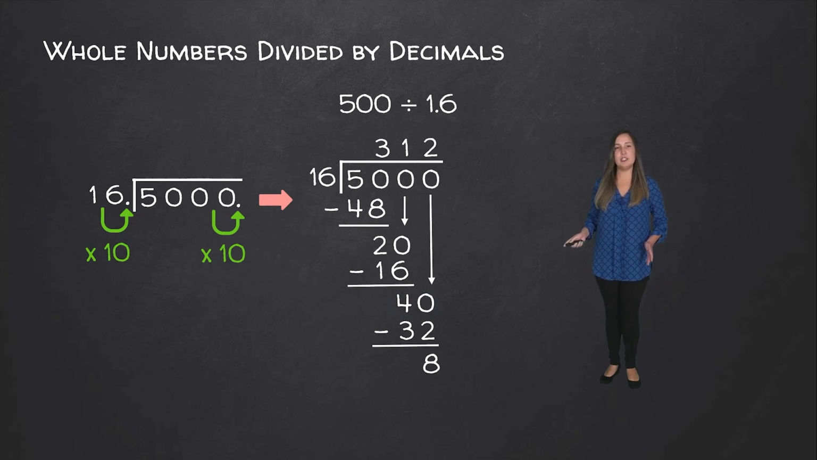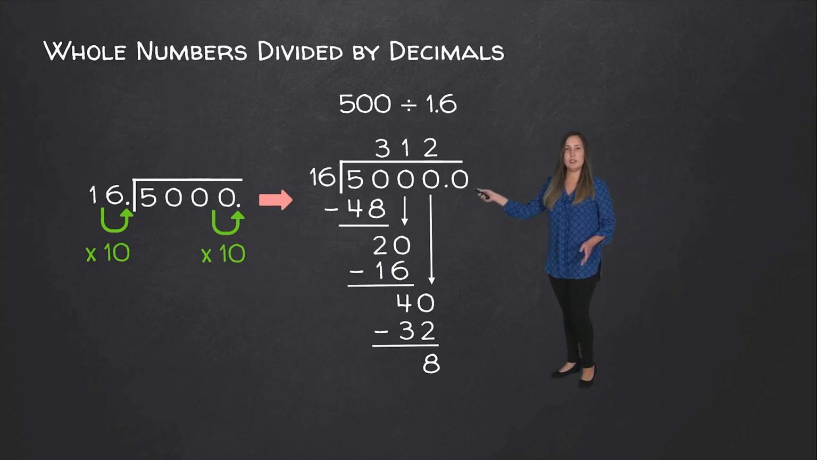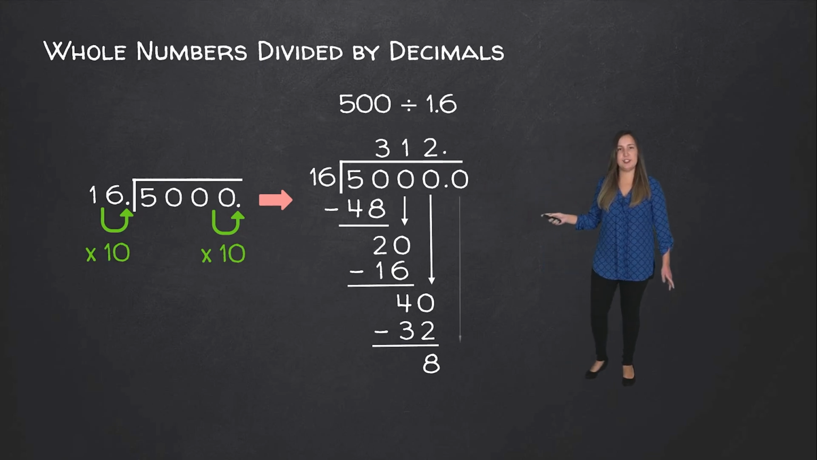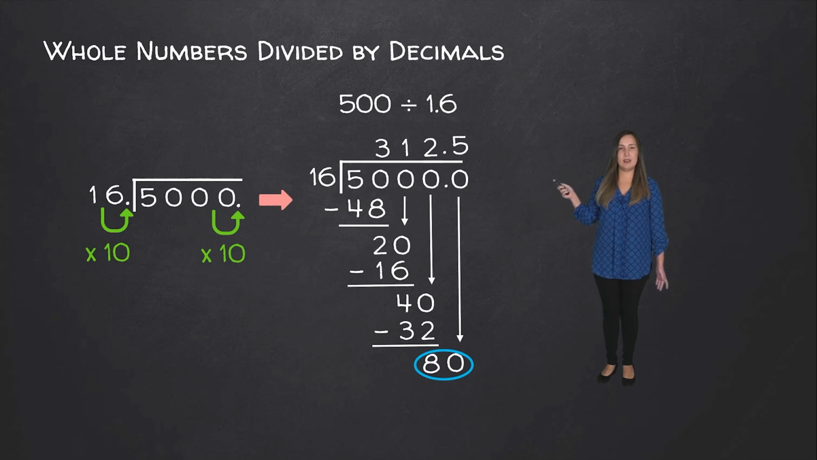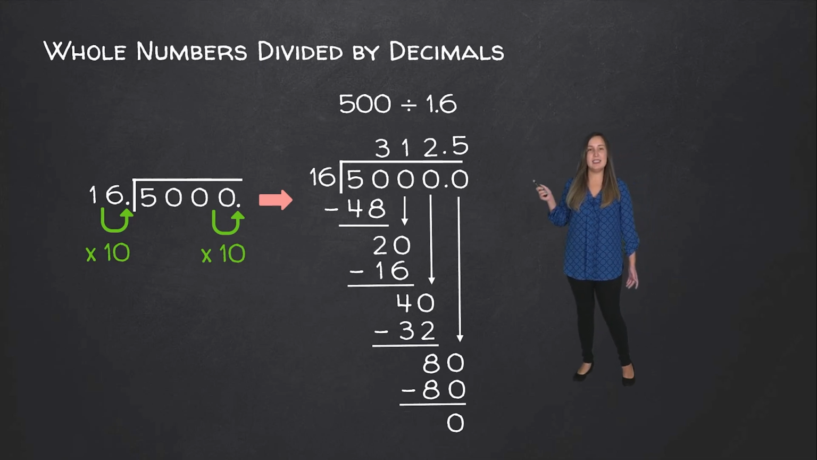Now we still have a remainder, so let's add a decimal point and a 0 and see what happens. But before we bring this 0 down, we have to bring up this decimal point. And now we could bring down our 0. And so we get 80. So we ask ourselves, 16 goes into 80 how many times? So 16 goes into 80 5 times, because 16 times 5 is equal to 80. So we take 80 and subtract by 80, giving us 0. So 500 divided by 1 6/10 is equal to 312 and 5/10.